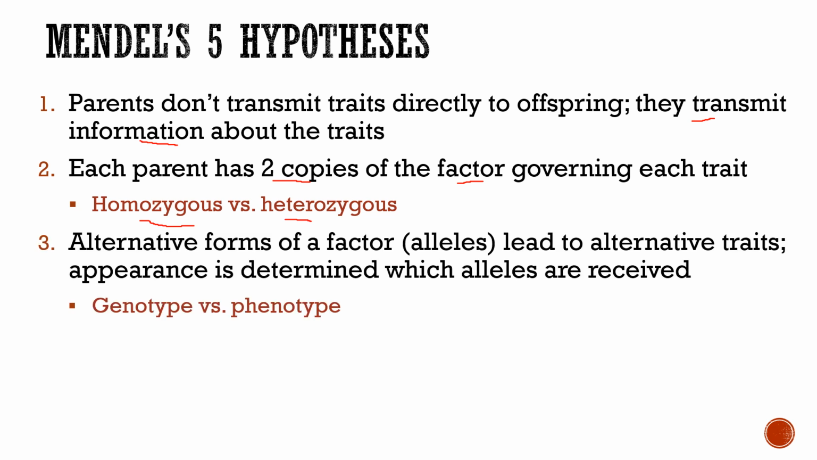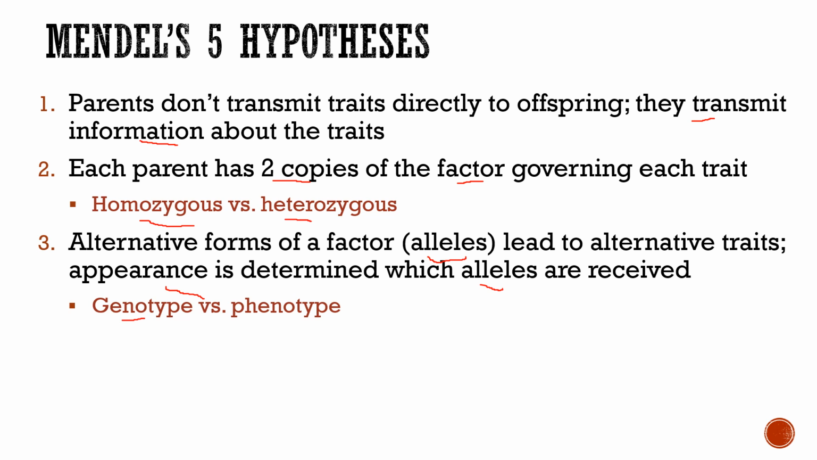All right, then again, these alternative forms of the factors are referred to as alleles, and that is what leads to the variation. And so those alternative traits, though, that appearance is determined by which alleles actually are received. So again, a couple terms that were covered in lab last week. So genotype, those are the actual genes. So which alleles were received? Are they homozygous? Are they heterozygous? We'll talk here in a minute about dominant and recessive.